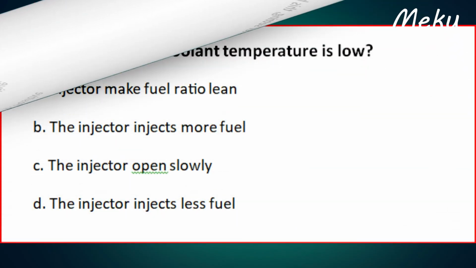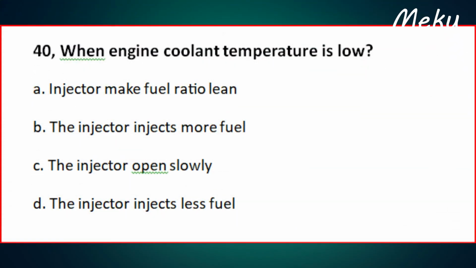40. When engine coolant temperature is low. A. Injector makes fuel ratio lean. B. The injector injects more fuel. C. The injector opens slowly. D. The injector injects less fuel.